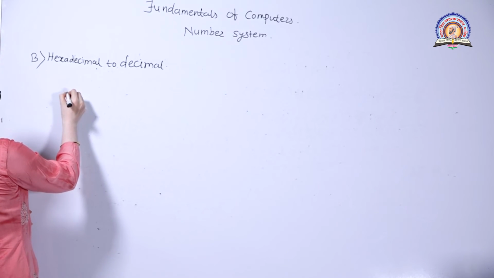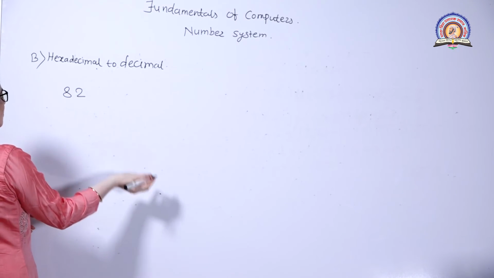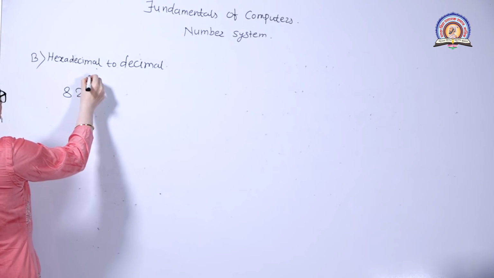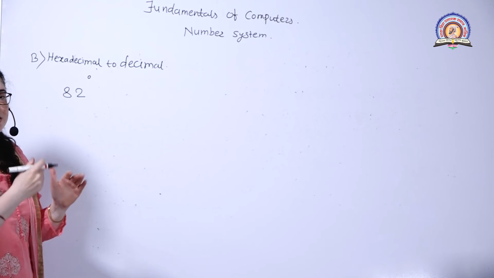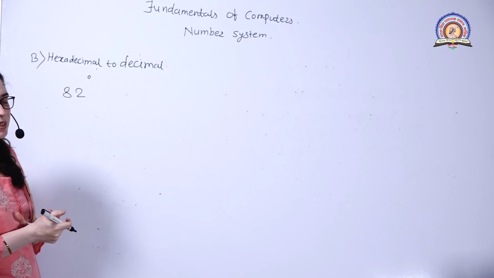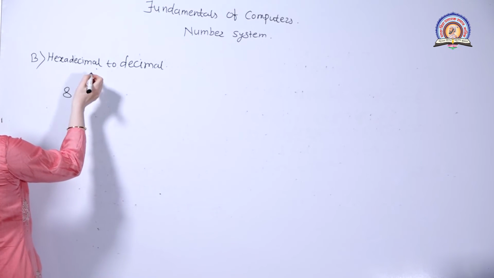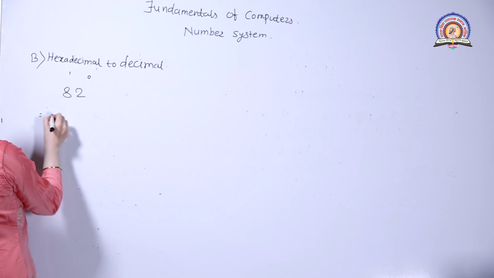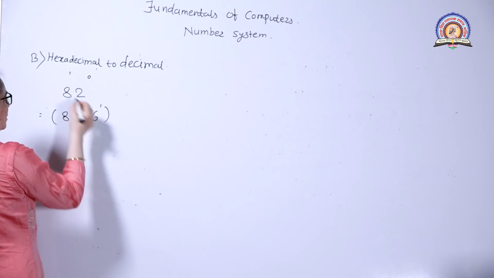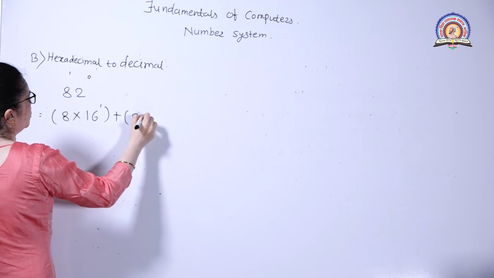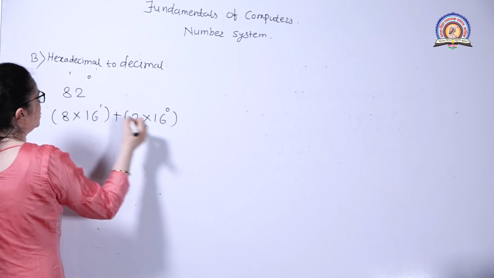Now conversion from hexadecimal to decimal number system. Suppose the number given is 82. Here we have to write down the powers of 16. Means we have to multiply it by the 0th power of 16, then the first power of 16, second power of 16, and so on. So here first is 0 and 1. So 8 multiplied by 16 raised to 1 plus 2 multiplied by 16 raised to 0.